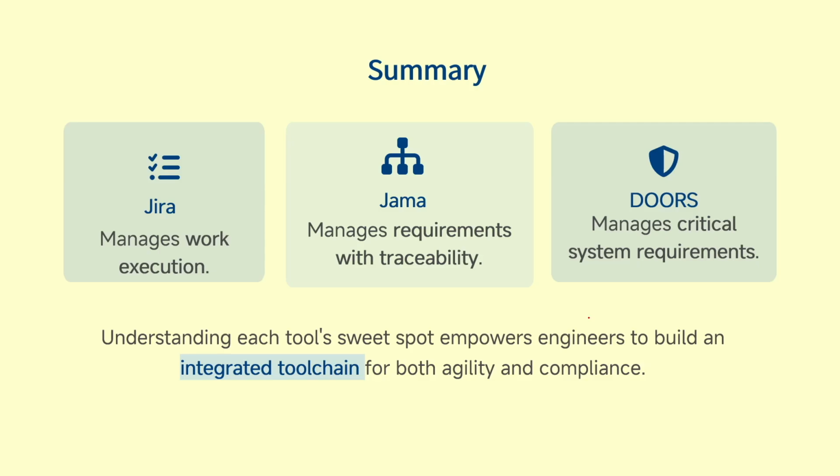So as a summary, we have learned why tools are important, and we have learned these three tools: Jira, which is trying to manage the work execution, JAMA, managing the requirements with traceability, and DOORS, managing the critical system requirements. So understanding each tool is important to build an integrated tool chain both for agility and compliance.